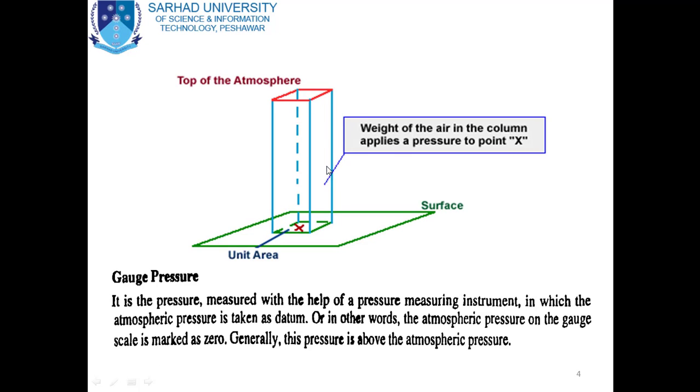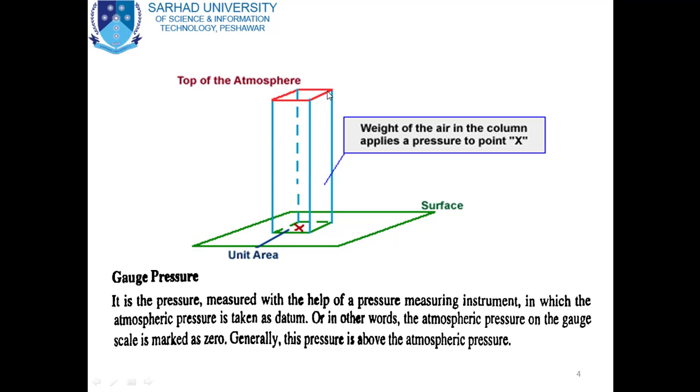Here is the figure showing the atmosphere or weight of air on the surface of the earth or at the mean sea level. It is the column having the height equal to that of the atmosphere and the area of the cross section. This cross-sectional area is 1 square meter. So the total air in this column will be equal to the pressure on the surface of the earth.